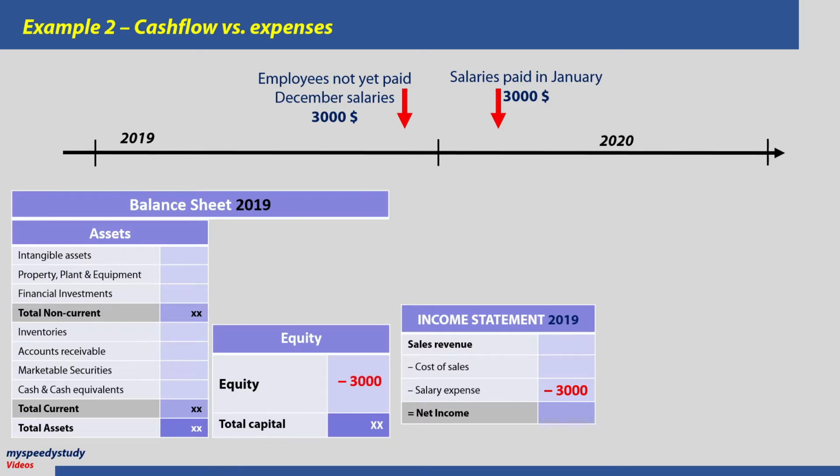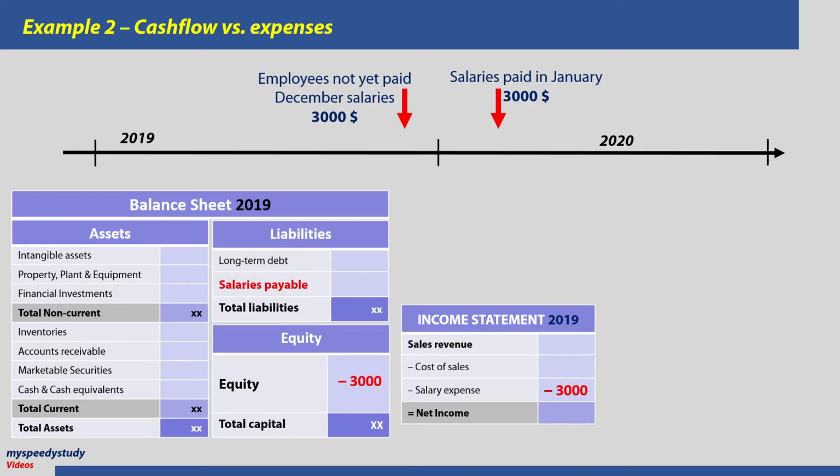And since the salaries are not yet paid, a liability has to be recognized. We can call that a salaries payable, to show that the company owes salaries to its employees in the amount of what has not been paid yet. Please note that the balance sheet totals are unchanged. In a way, the 3,000 have been taken away from equity and transformed into a liability.